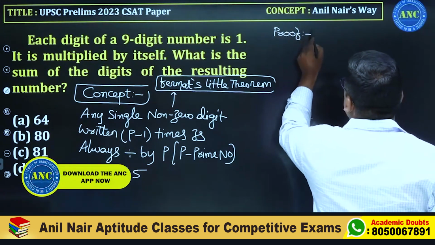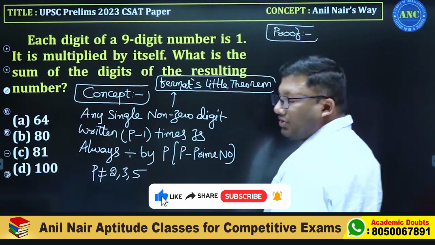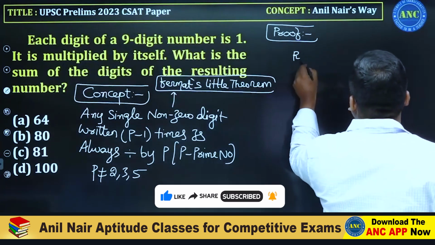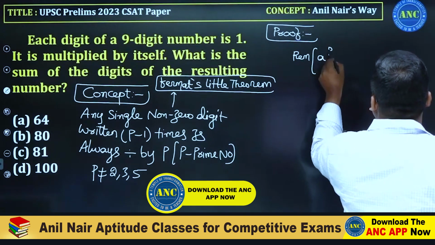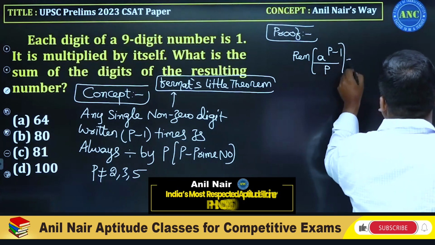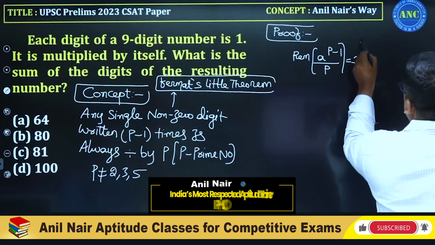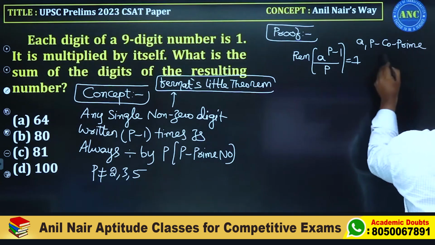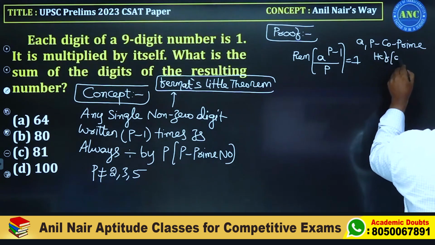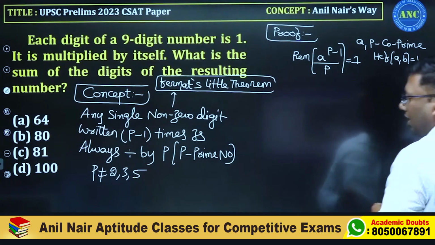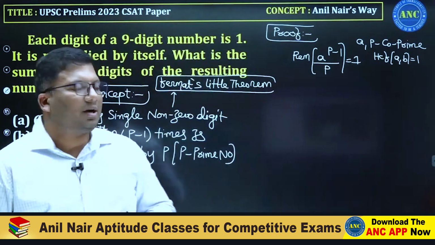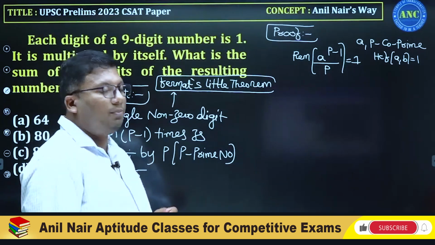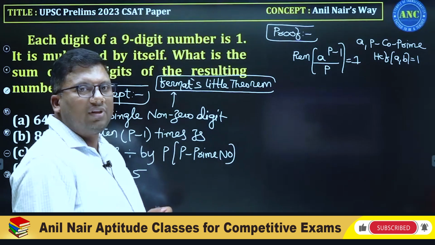Sir, why is it happening? Fermat's little theorem says that the remainder of a power p minus 1 divided by p is equivalent to 1, if a and p are co-prime numbers. Co-prime means the HCF of the two numbers should be 1. Two numbers are said to be co-primes if their HCF is 1.